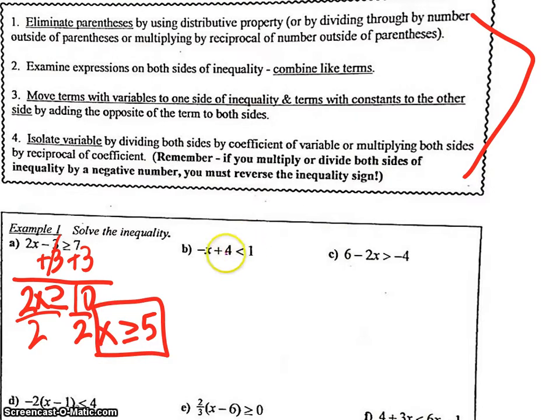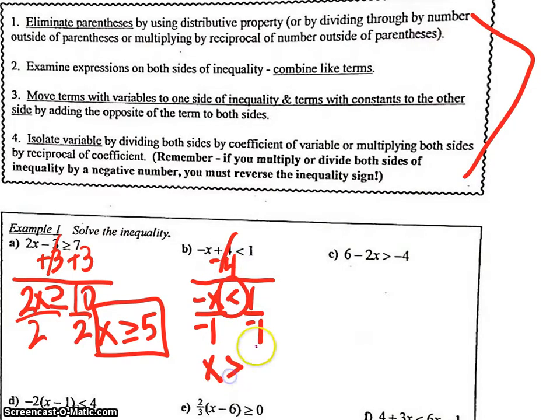Okay, moving on to example B. It's the same process. I need to first move this 4. Since there's an addition sign, to move it, I have to do the opposite sign, which is subtraction. So now I have -x, is less than 1. Now to get x by itself, I need to divide by a -1. And this is going to cover that special rule we learned yesterday. What happens when you divide by a negative? You have to flip your inequality sign, and 1 divided by -1 is going to give us -1. So our answer is x is greater than -1.